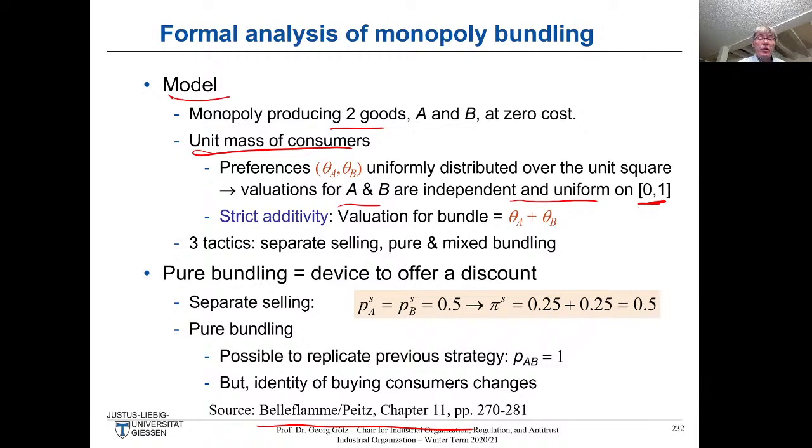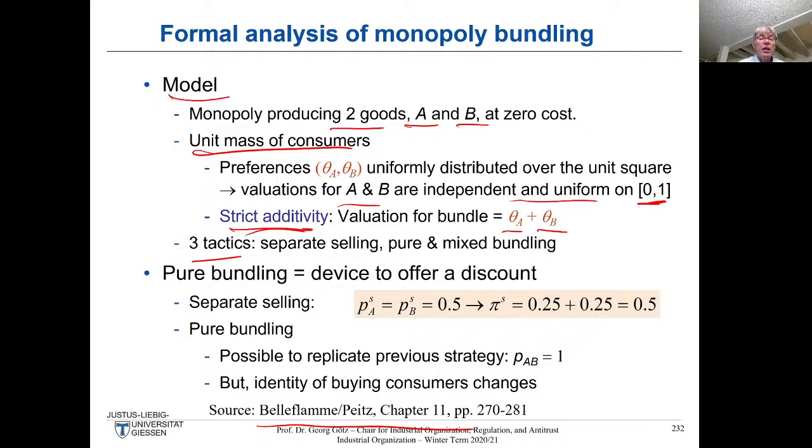Why do I say it's a unit mass of consumers? Because, of course, the whole area has a size of 1, okay? And again, we assume this strict additivity, so total willingness to pay is just R1 plus R2. Here it's then just theta A plus theta B. So that's the valuation for the bundle. And again, we assume that we have 3 different tactics. We have separate selling, we have pure, and we have mixed bundling.